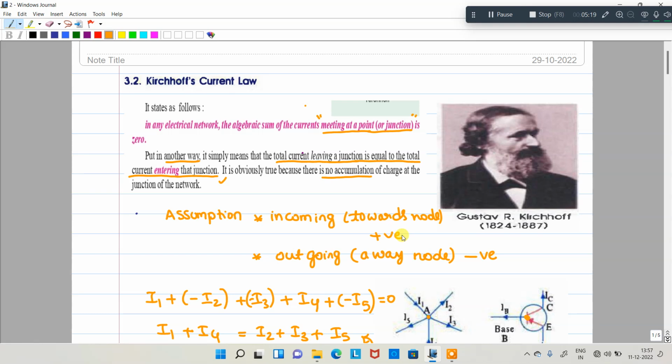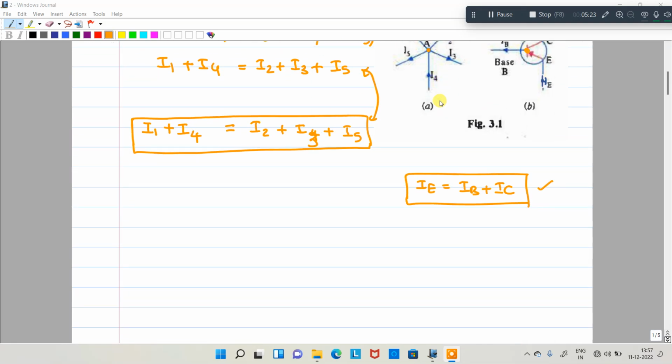Okay, next, another important point, everyone note down. The working principle of KCL is conservation of charge. It is very, very important.